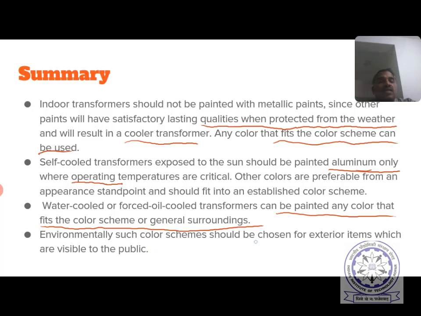Environmentally, such a color scheme should be chosen for exterior items which are visible to the public, etc. So these are the details or important information about coloring of a transformer.